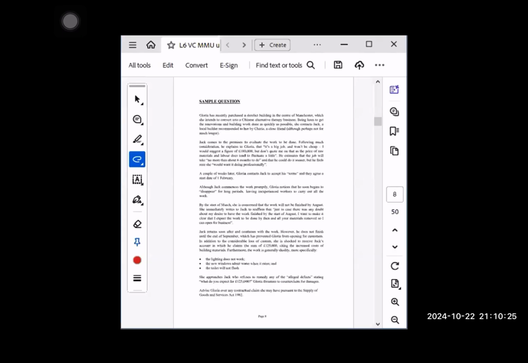Gloria threatens to counterclaim for damages. Advise Gloria over any contractual claim she may have pursuant to the Supply of Goods and Services Act 1982. Okay, let me give you just a minute to reread that so you're clear about the facts in your head.